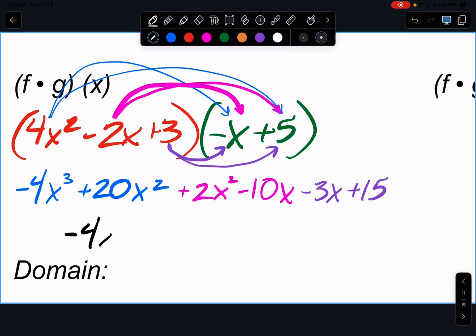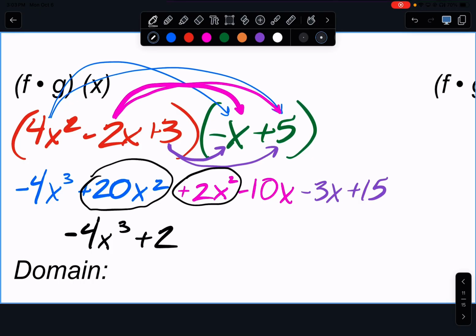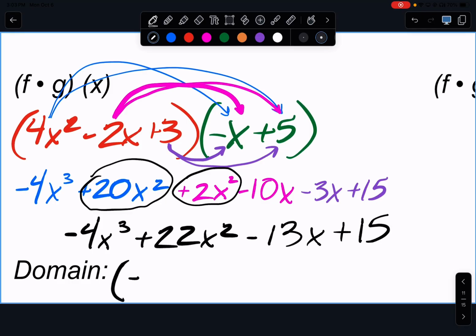So negative 4x cubed. How many x squareds do I end up with? Okay, how about x's? Just regular old x's. Negative 13x plus 15. Okay, our domain again. Negative infinity, infinity.